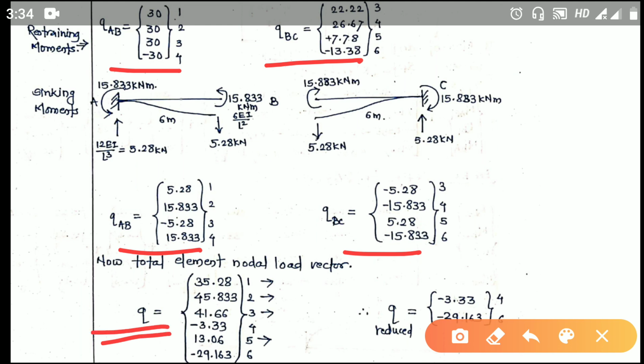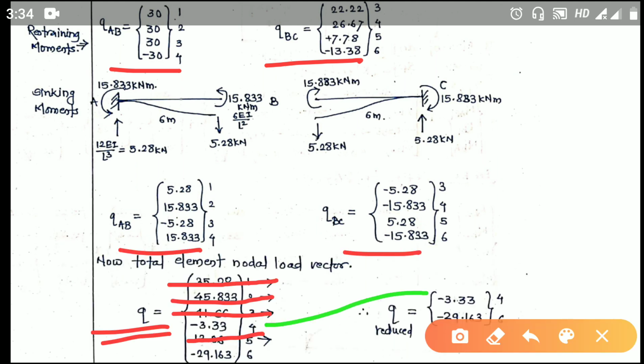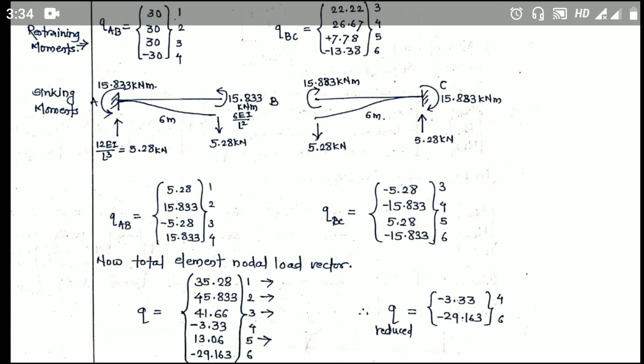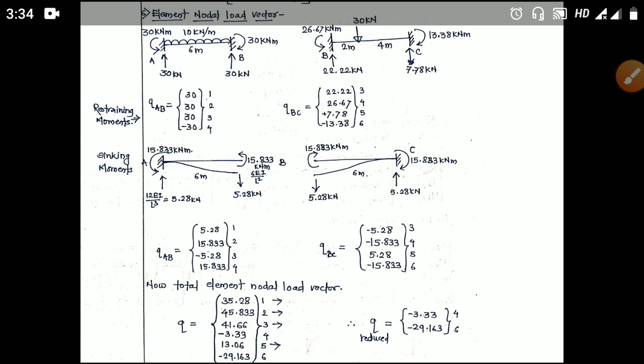Once you get this global element nodal load vector, then apply the boundary conditions. The boundary conditions are 1 is 0, 2 is 0, 3 is 0, 5 is 0. So the remaining elements, number 4 and number 6, will go into this Q reduced element nodal load vector, that is minus 3.33 and minus 29.163. Okay, so this part of the element nodal load vector is completed.